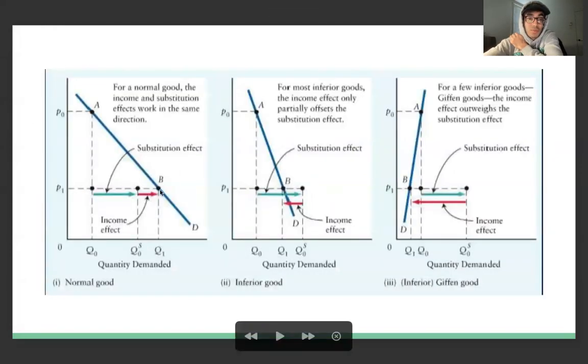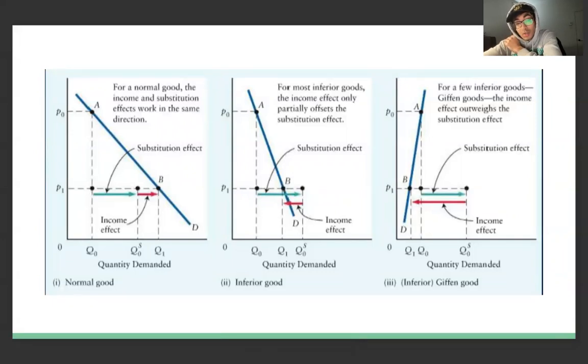So for a normal good, both income effect and substitution effect work in the same direction. For a normal good, when the price, let's say, falls from P0 to P1, that's making your good relatively cheaper to other goods. So that increases the quantity demanded. So that's one effect in that direction.